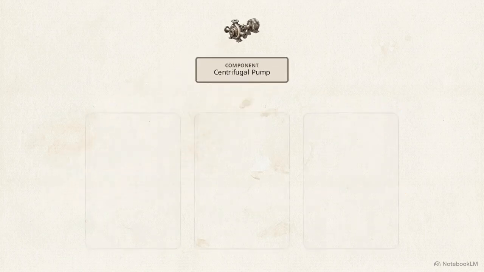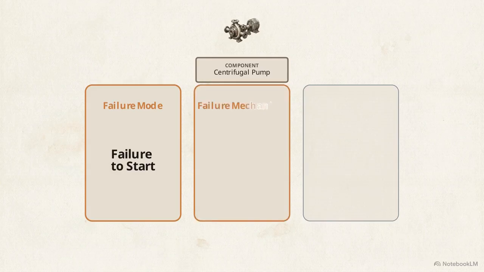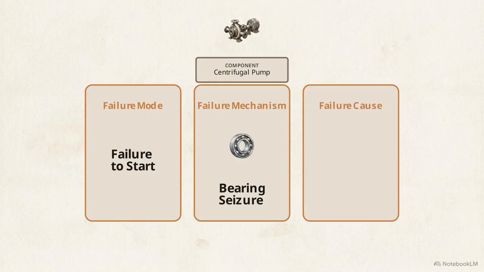The primary innovation is decoupling a single failure event into a triplet of distinct codes. First is the failure mode. This captures the observable effect on the function, like failing to start. Second is the failure mechanism. This isolates the physical process causing the issue, such as bearing seizure. Third is the failure cause. This identifies the underlying human or operational reason, like a missed lubrication plan.